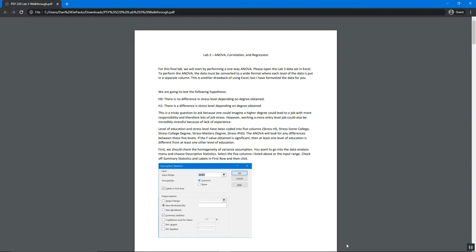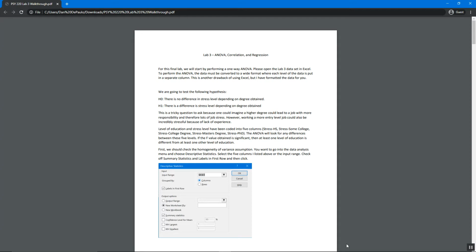degree obtained. So basically what I'm looking at here is education level, and there are five levels of education: high school, some college, college degree, master's degree, and PhD. And then I'm looking at the stress levels associated with each of those levels of education. And I'm hypothesizing that there's a difference in stress level depending on the degree obtained, depending on your level of education. That's the research hypothesis. The null hypothesis, of course, is that there's no difference in stress level depending on the degree obtained.